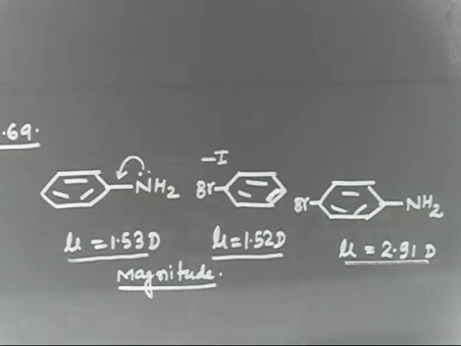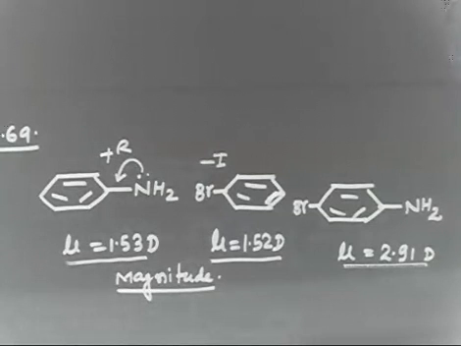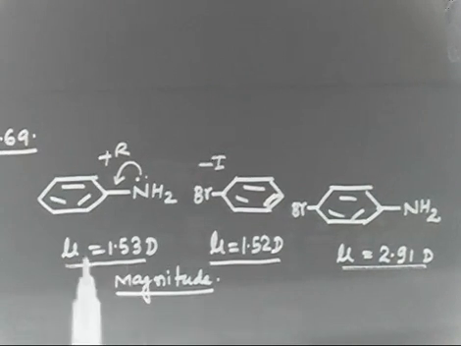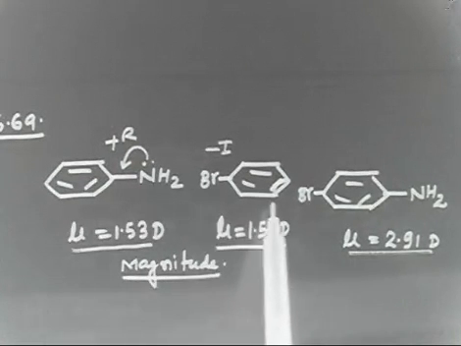Now the question, let us listen. Use your knowledge of directing effect, that is the effect of plus R or minus I, along with the following data to deduce the dipole moment in aniline and bromobenzene. Okay, so what the question is, you have to decide what is the direction of dipole moment in aniline and what is the direction of dipole moment in bromobenzene.